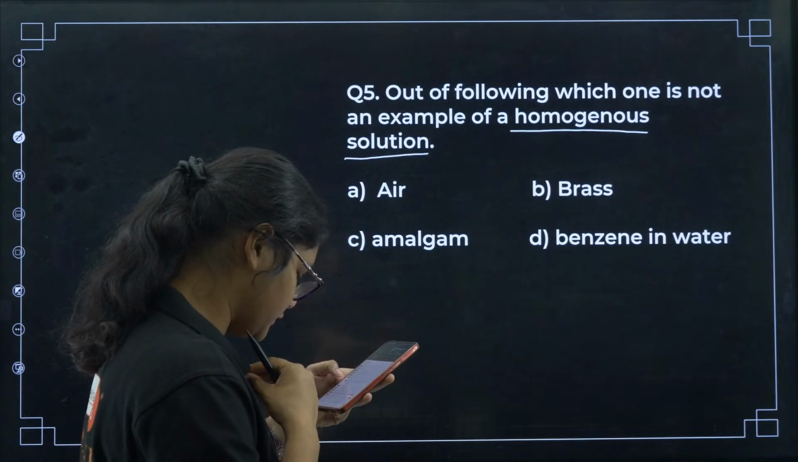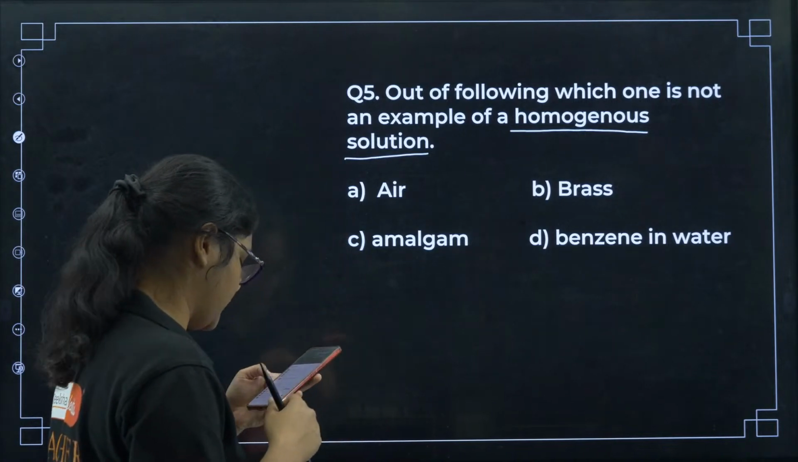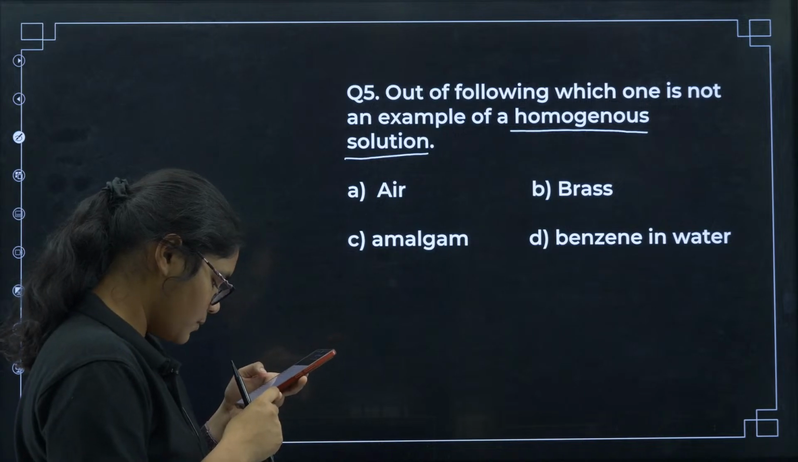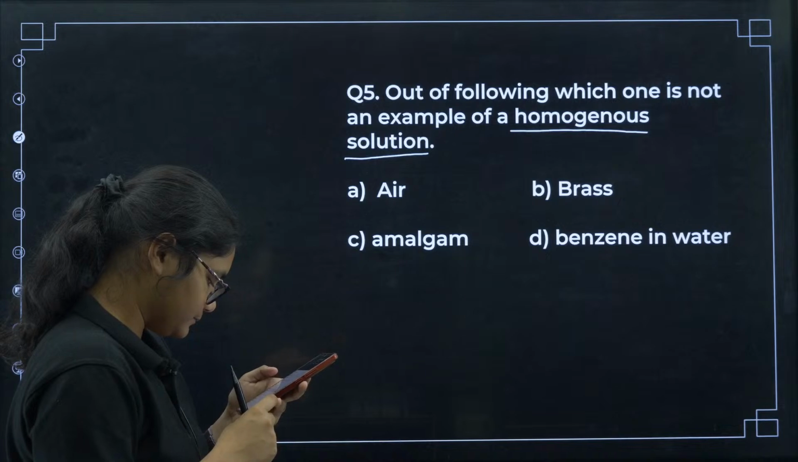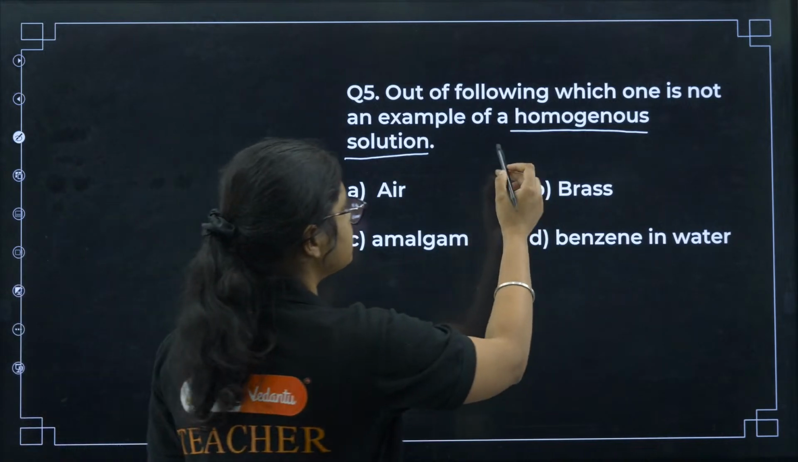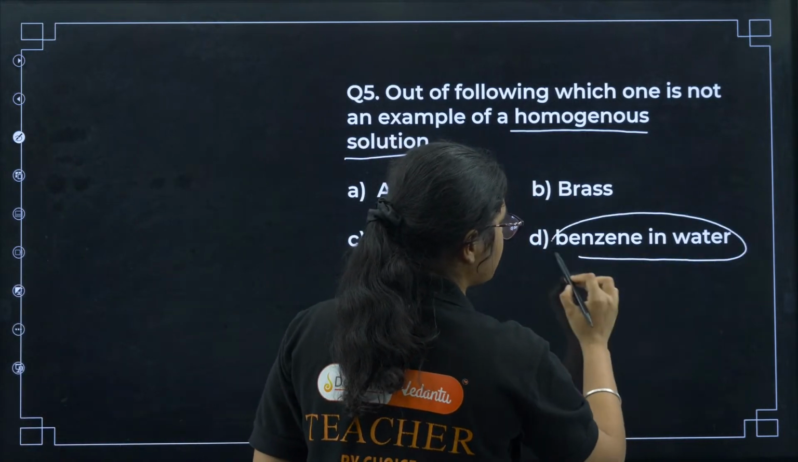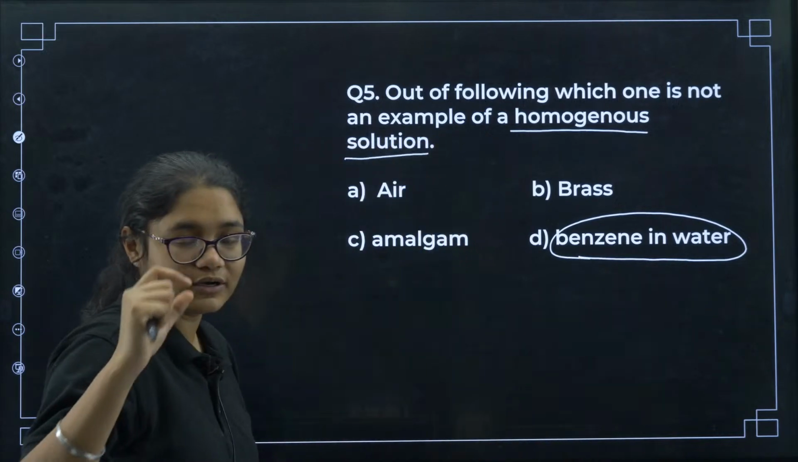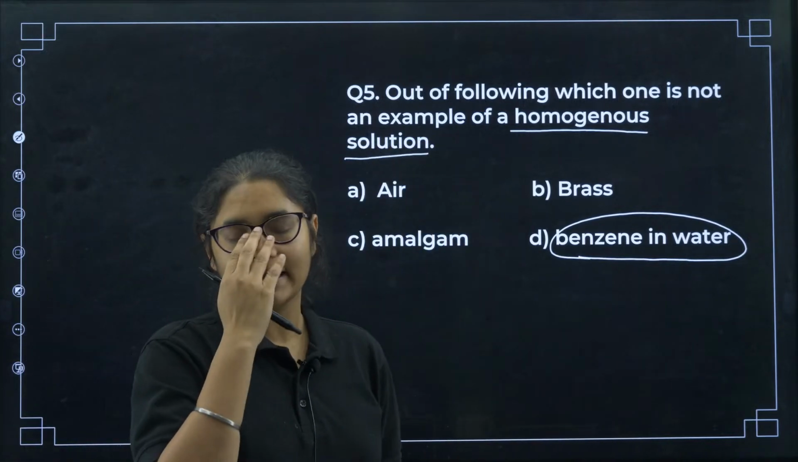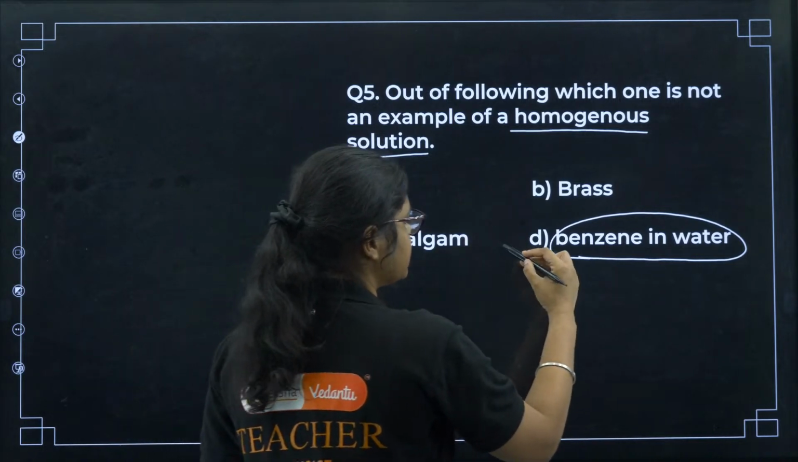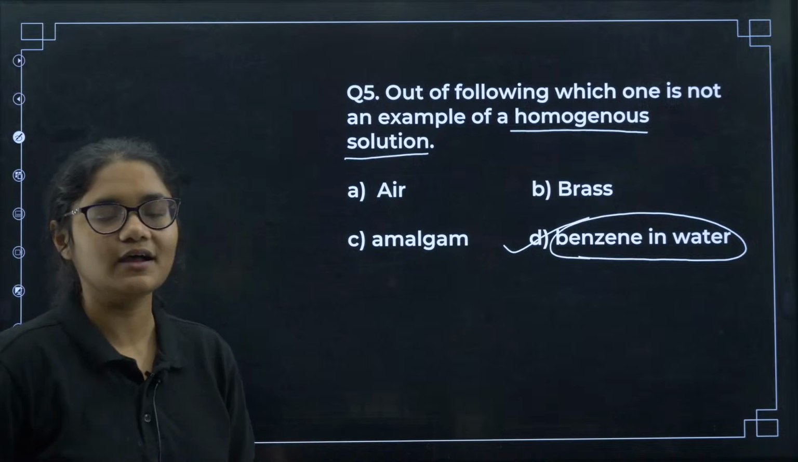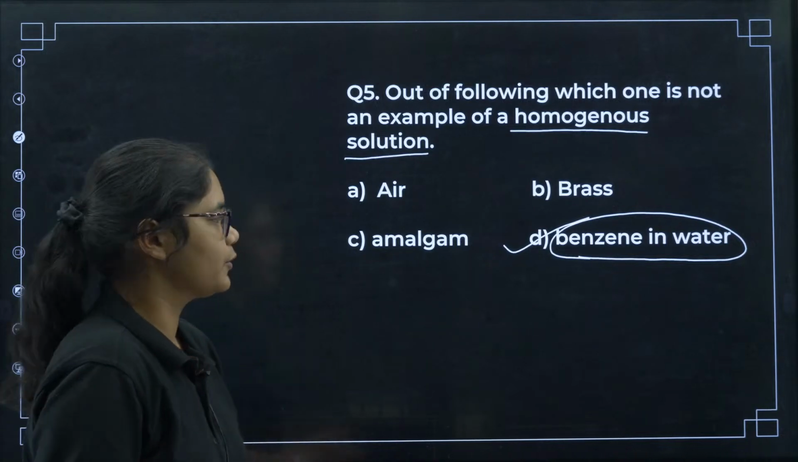Yes, Apurva, this video will be uploaded. 5A, no. See, homogeneous solution, benzene in water. Benzene and water will form two different liquids, which can be separated. These are immiscible liquids, so this is not a homogeneous solution. So option number D is the correct answer for this question.